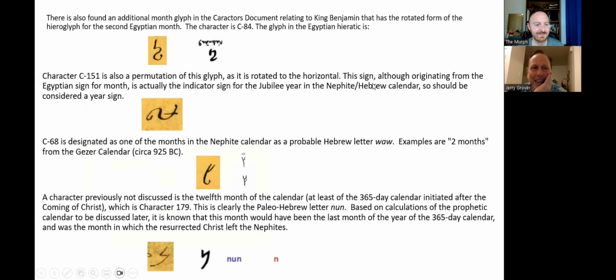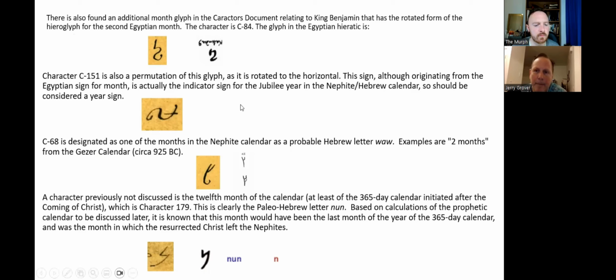And so, there's also an additional month glyph in the characters document that was used related to King Benjamin and his death. It's this character here, the C84. The glyph in Egyptian hieratic that I'm showing you is similar, but I flipped it upside down. You can see it's a similar shape. Yeah, very close.